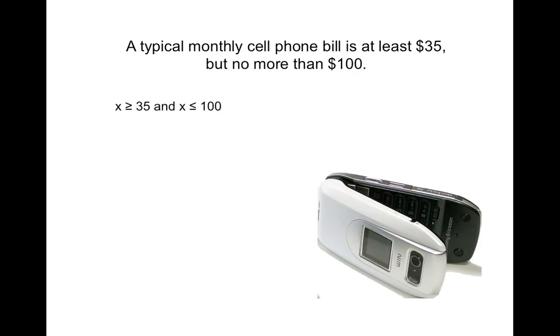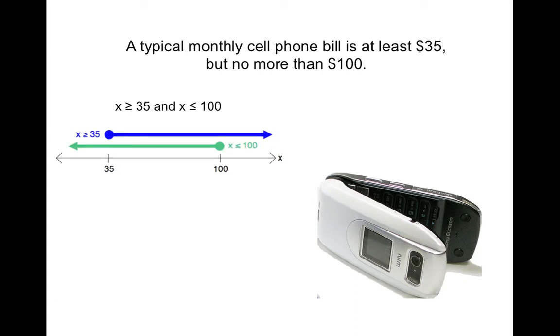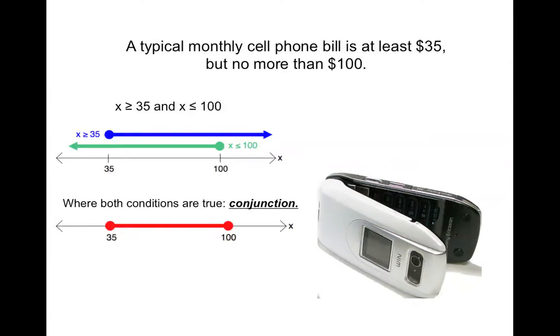Let's talk about how we would graph this situation. We could certainly graph these two inequalities separately: all the values that are greater than or equal to 35, and all the values that are less than or equal to 100. But if we want to represent the typical cell phone bill, we only want to graph the places where these two overlap. What we're talking about here is a conjunction. We're graphing only the values where both conditions are true. The word "and" corresponds with conjunction.